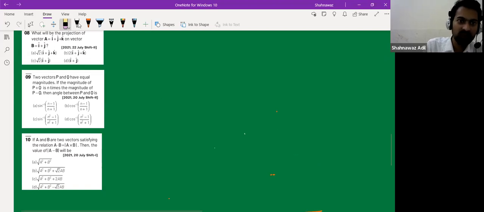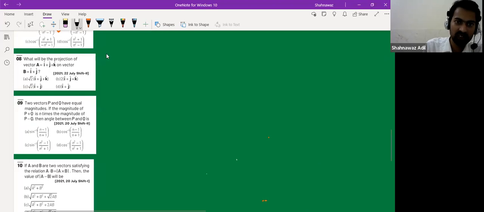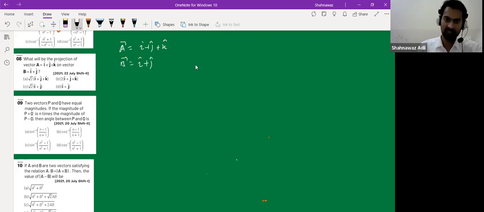Yes, so we have to calculate the projection of this vector A on this vector B, right? So we know what is the projection of A on B. This is A dot B by B vector magnitude and then the direction, right?